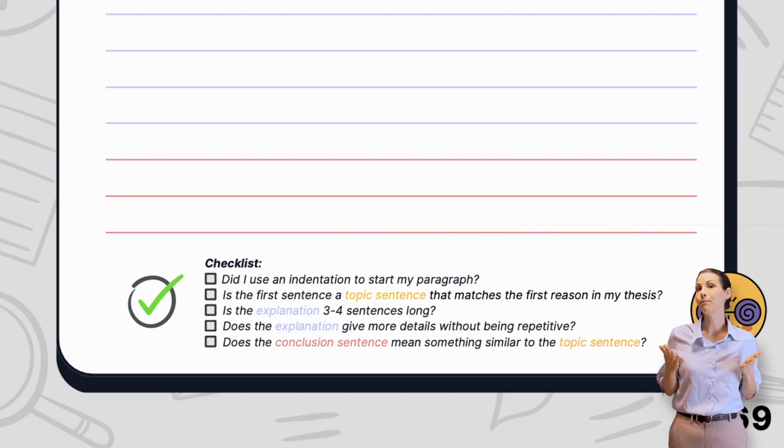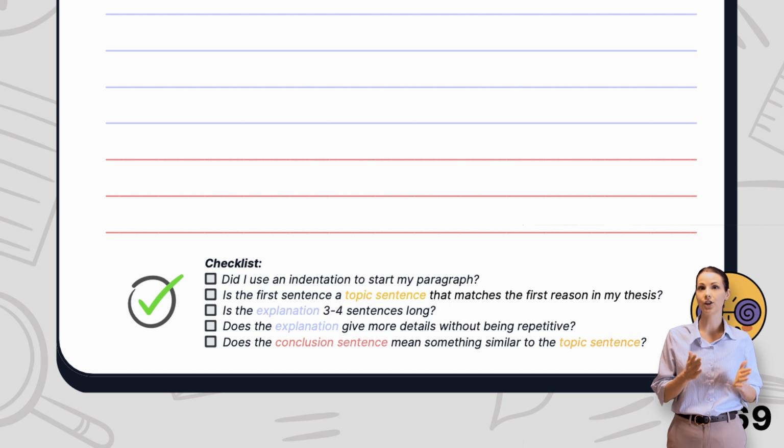Now that you've completed body paragraph 1, let's use the checklist to make sure we didn't miss anything. Ask yourself, did I use an indentation to start my paragraph? Is the first sentence a topic sentence that matches the first reason in my thesis? Is the explanation 3 to 4 sentences long?